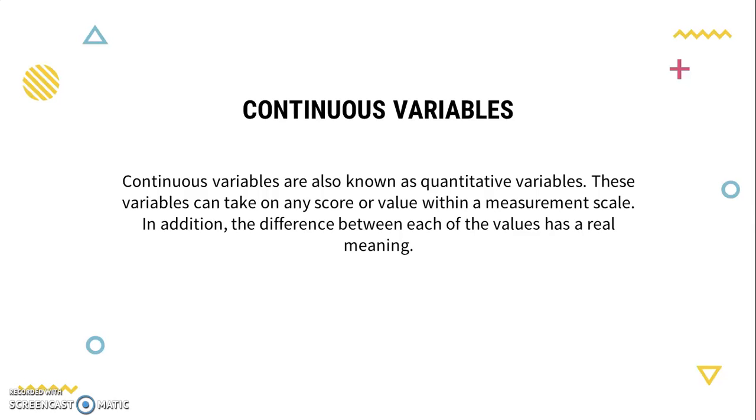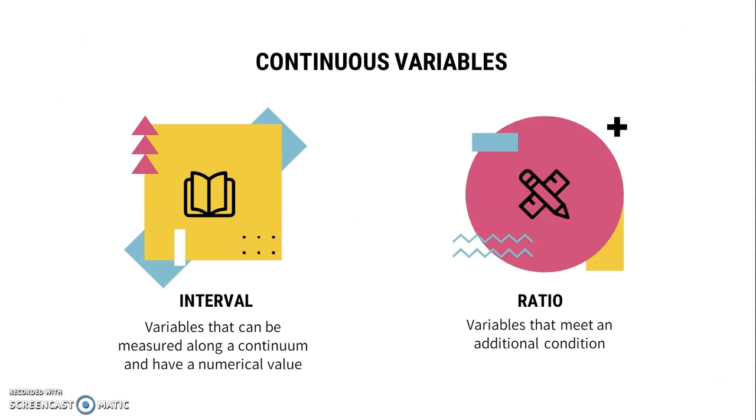Two main types of continuous variables are interval variables and ratio variables. The first one is interval variables. Interval variables are variables that can be measured along a continuum and have a numerical value. An example of interval variables is the temperature measured in degrees Celsius and Fahrenheit.